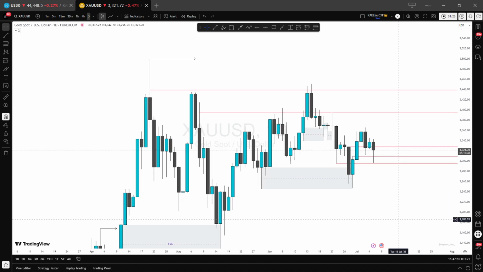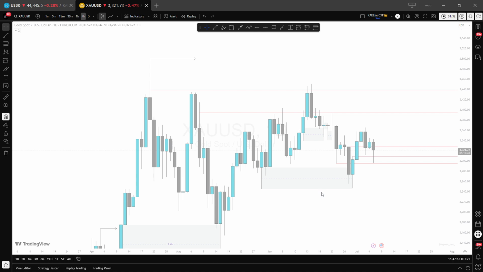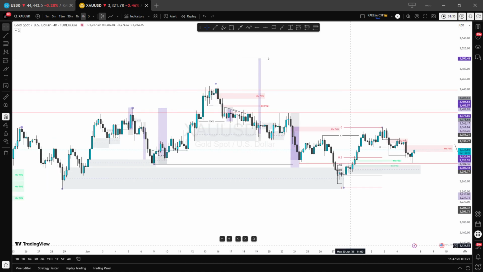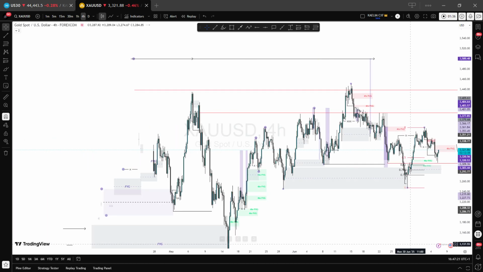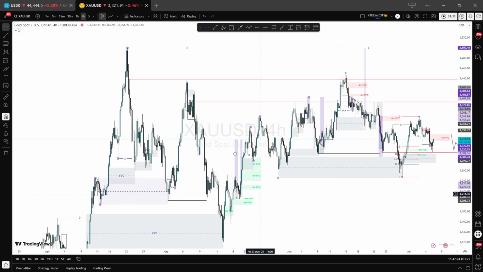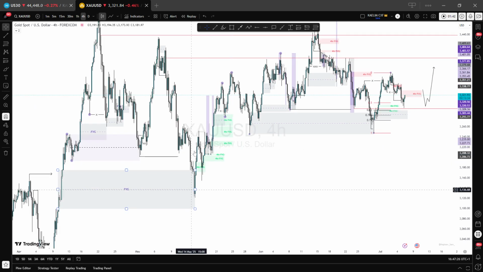Now, this is on the daily. We've taken out the daily liquidity, which is actually the 4 hour low. If we go to the 4 hour, we're able to show you what we're looking at here. As you can see from this area here, price tapped here and started to push to the upside. Took out this liquidity, buy to the upside.